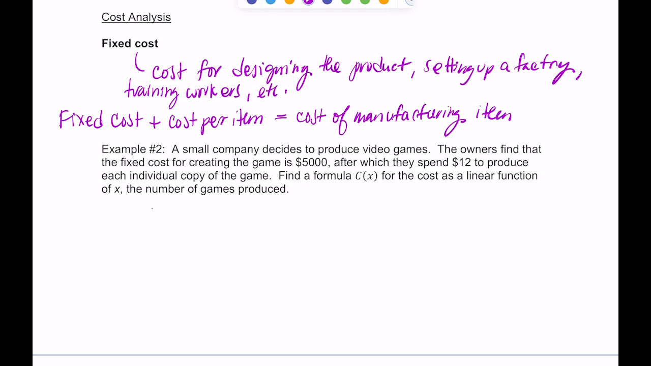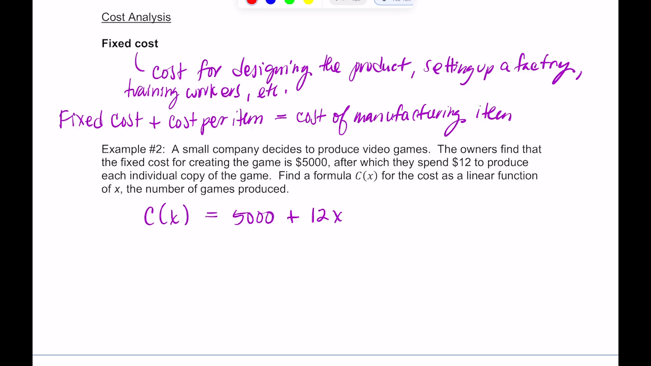Okay, so I'm going to start out with C of x equals, because it's my cost function. So how can I relate the cost to produce one item? Well, I know that it's going to cost $5,000, plus $12 for every individual copy. I don't know how many copies there will be, but I know that those copies are going to be x. That x stands for the number of games produced. Every game produced is $12, so it's going to be plus 12x.